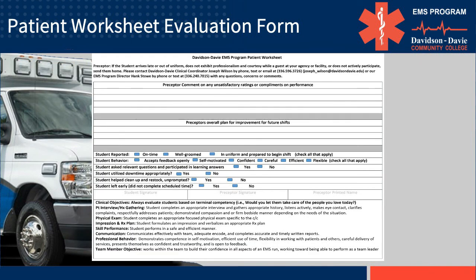This is page 2 of the form. Here the preceptor can make any comments they deem appropriate about the student and how the shift went. The preceptor can also give the student areas for improvement for the next shifts. This section is to document student behavior in regard to professionalism. The preceptor should note that both the student and the preceptor must sign this section. This last section explains the clinical objectives and the grading system. More complete instructions on this form and how to complete it are available in the Field Internship Preceptor Guide.